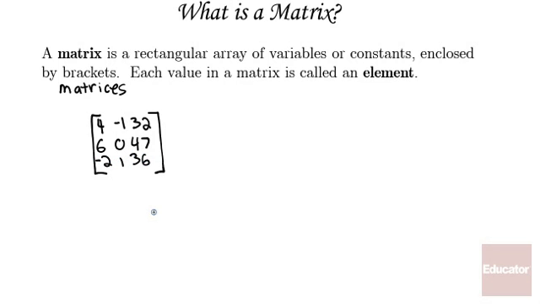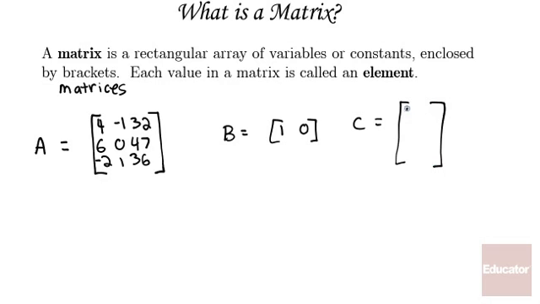So this is an example of a matrix. And these are usually designated by capital letters. So I could call this matrix A. Another matrix, B, might be smaller, perhaps containing only two numbers. Another matrix C could have a different set of numbers. Each variable or constant within a matrix is called an element. So 2 is an element, 1 is an element, each of these is an element.